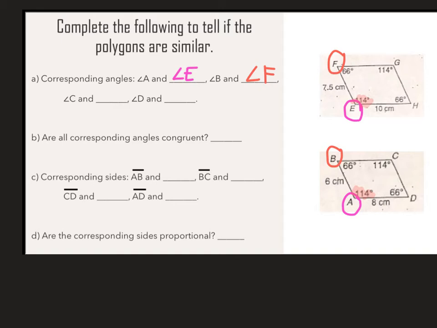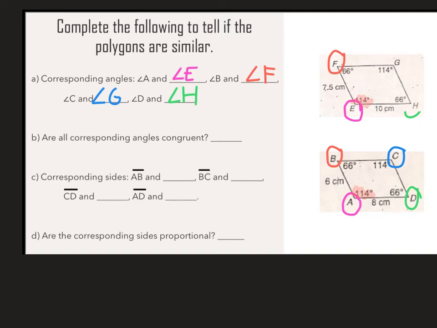Following that same pattern, angle C is over here, 114 degrees, corresponds to angle G at 114 degrees as well. Angle G. And then last but not least, angle D, 66 degrees, corresponds to angle H in our first polygon there. Okay, so notice that our shapes look identical, right?